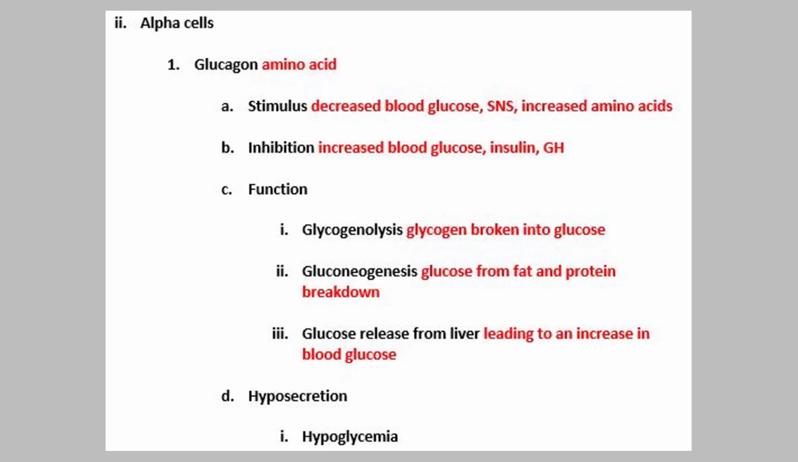Now, hypersecretion, not so much an issue with glucagon, but hyposecretion can cause hypoglycemia. If we don't release enough glucagon, well, we don't have as much way to raise blood glucose when it gets low, so we can get hypoglycemia. Tie that together with insulin, hypersecretion of insulin, hyposecretion of glucagon, both can cause hypoglycemia.